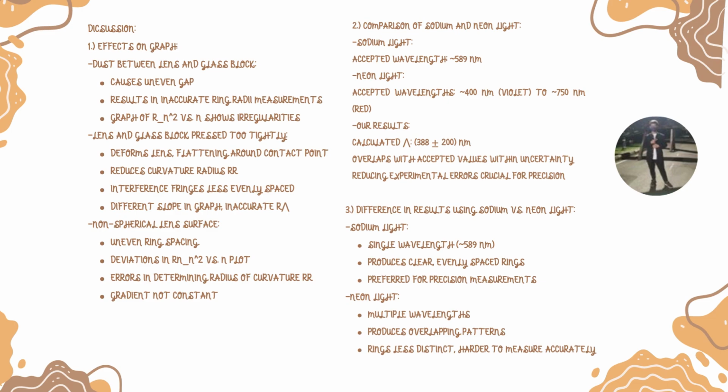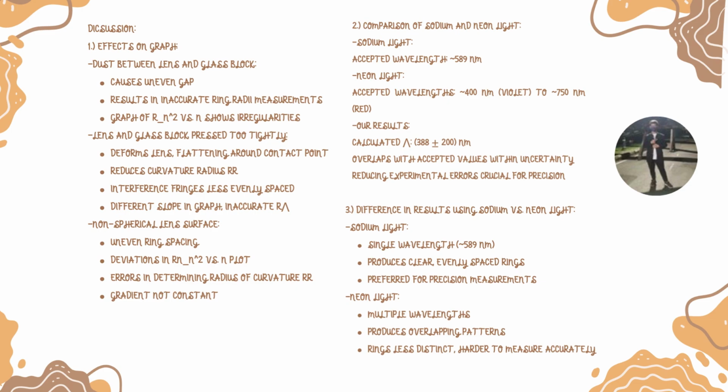Should there be any significant difference in the result for using the sodium or neon light source when conducting a Newton's ring experiment to measure the wavelength of light? Using sodium or neon light sources can yield different results due to their distinct wavelengths. Sodium light, which typically has a wavelength around 589 nanometers, produces clear and evenly spaced rings owing to its single, well-defined wavelength.